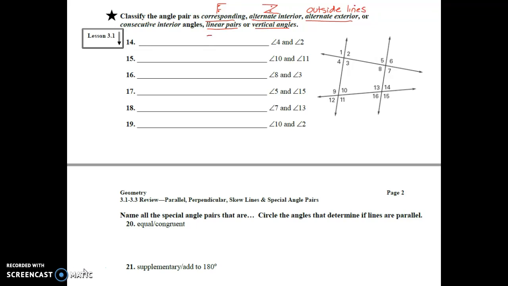The linear pairs are always next to each other, and the vertical angles are the angles that point at each other. When you're doing the problems, make sure that you trace the angles and look for the relationships. For example, we have angle 4 and then angle 2, and when I trace those two angles, I see that I have that X. The two angles are pointing at each other, so I know that I have vertical angles. Everything is represented there. Good luck.